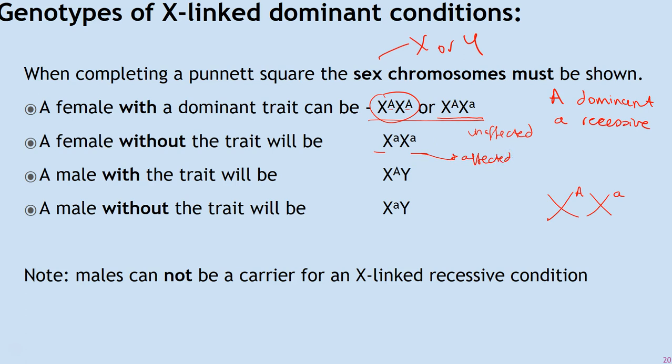Okay, whereas with a male, they can have the dominant trait, which means that they are unaffected. But as soon as they have a single copy of the recessive trait, they will be affected by the disorder. So males cannot be a carrier. They will either be affected or unaffected. Females can be unaffected, affected, or a carrier of the trait. So if they're a carrier, they carry the allele for it, but they're not affected by it.